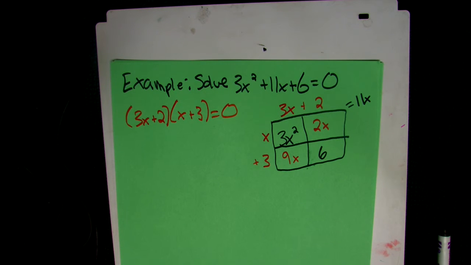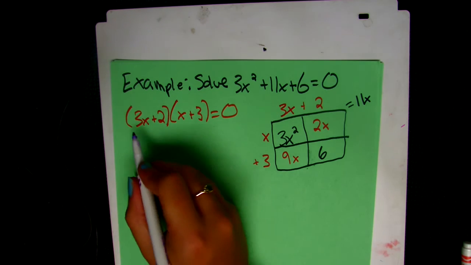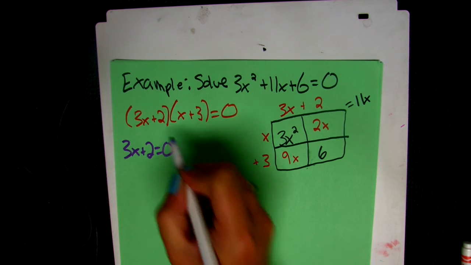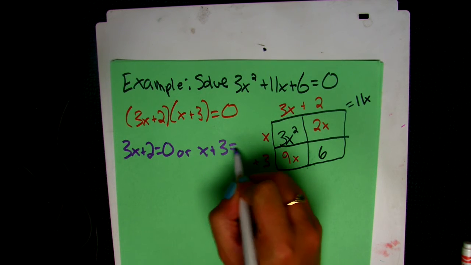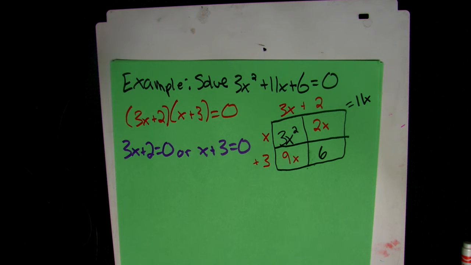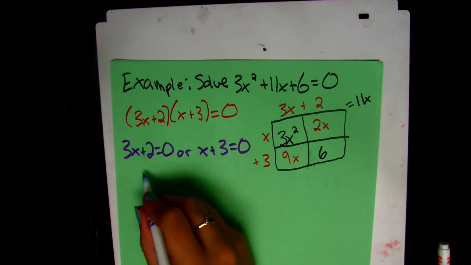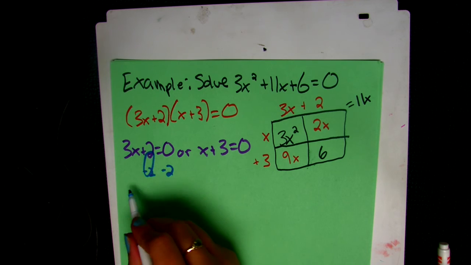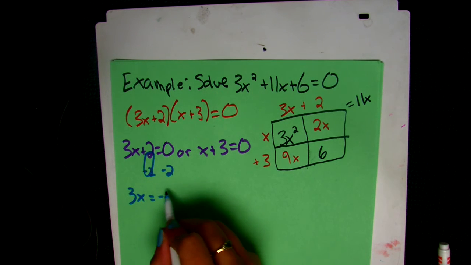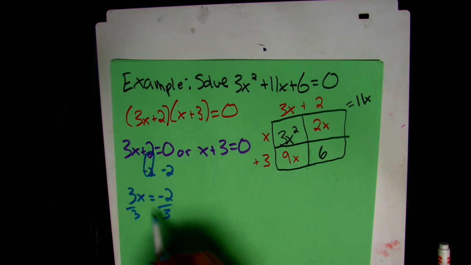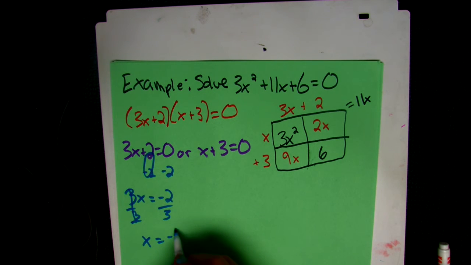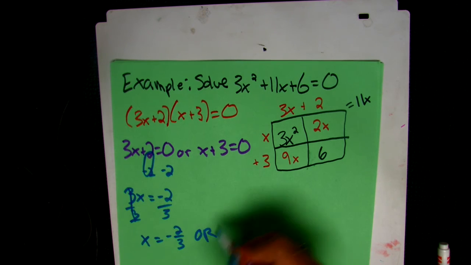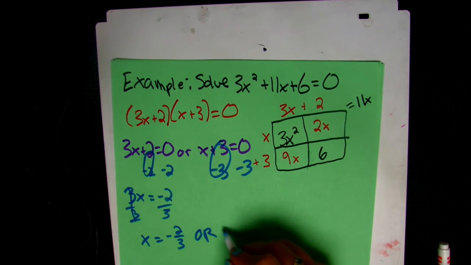Now I need to take my two factors and set them both equal to 0. Either 3x plus 2 equals 0 or x plus 3 equals 0. Again, I'm using my zero product property. Solving for x now, subtract 2, so I have 3x equals negative 2. Divide both sides by 3, so x is equal to negative 2/3, or x is equal to negative 3.